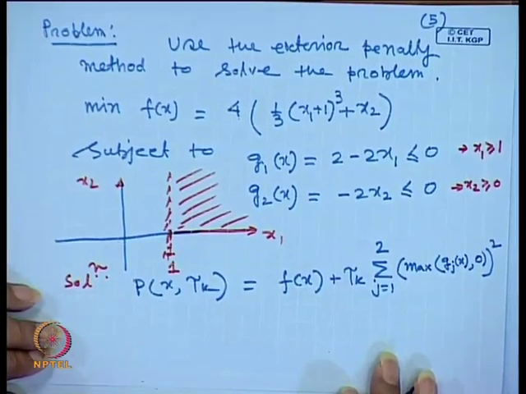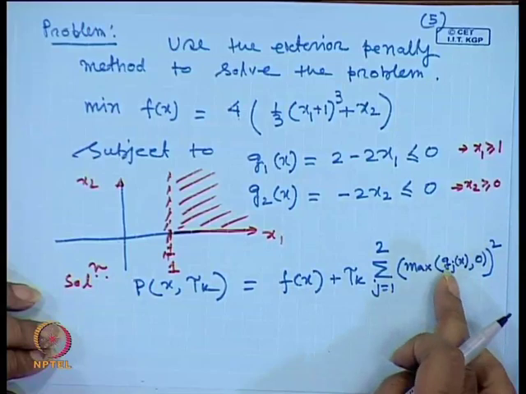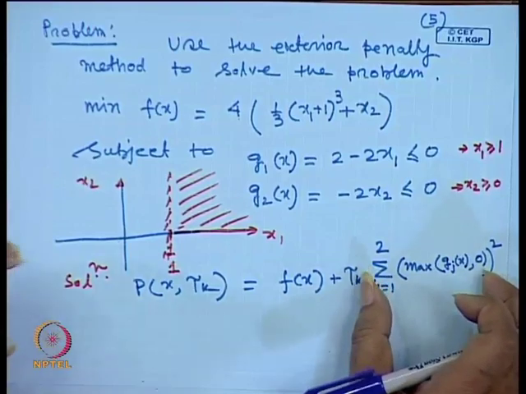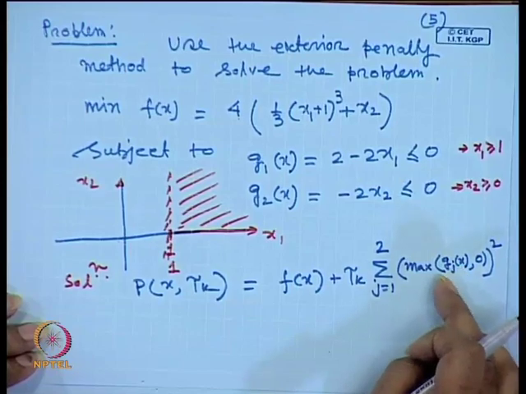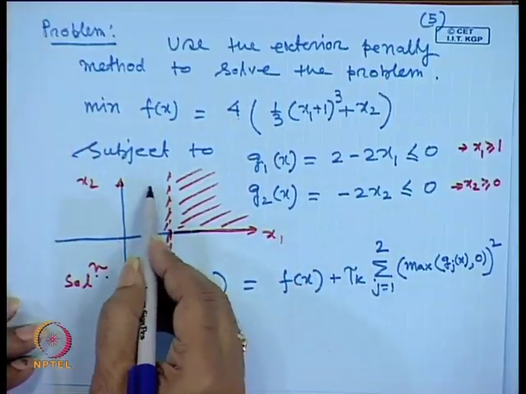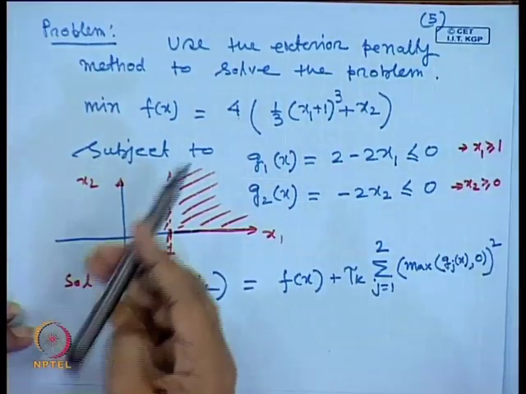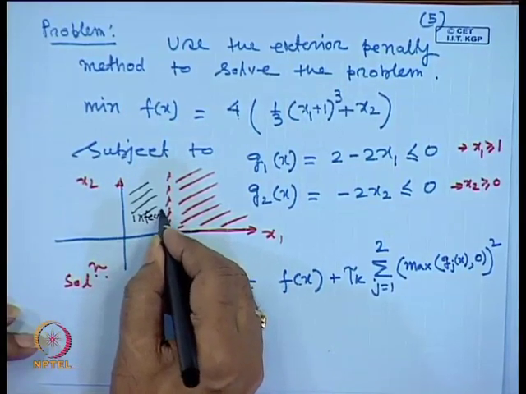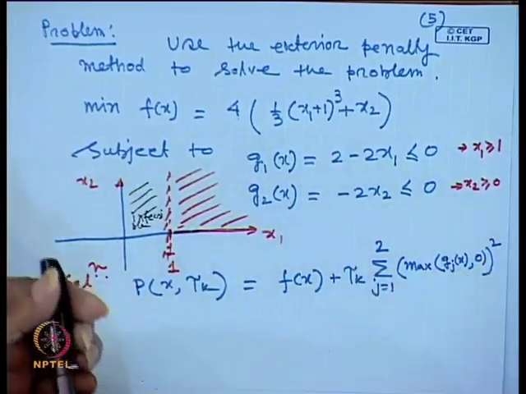Agree? When it is in the feasible region, g j is a negative quantity, and the maximum of this and 0 is 0. So, this term will come into the picture only when g j is greater than 0. In other words, it is in the infeasible region, that means when it is in this region. This is our infeasible region. When it is in the infeasible region, this term will come into the picture.